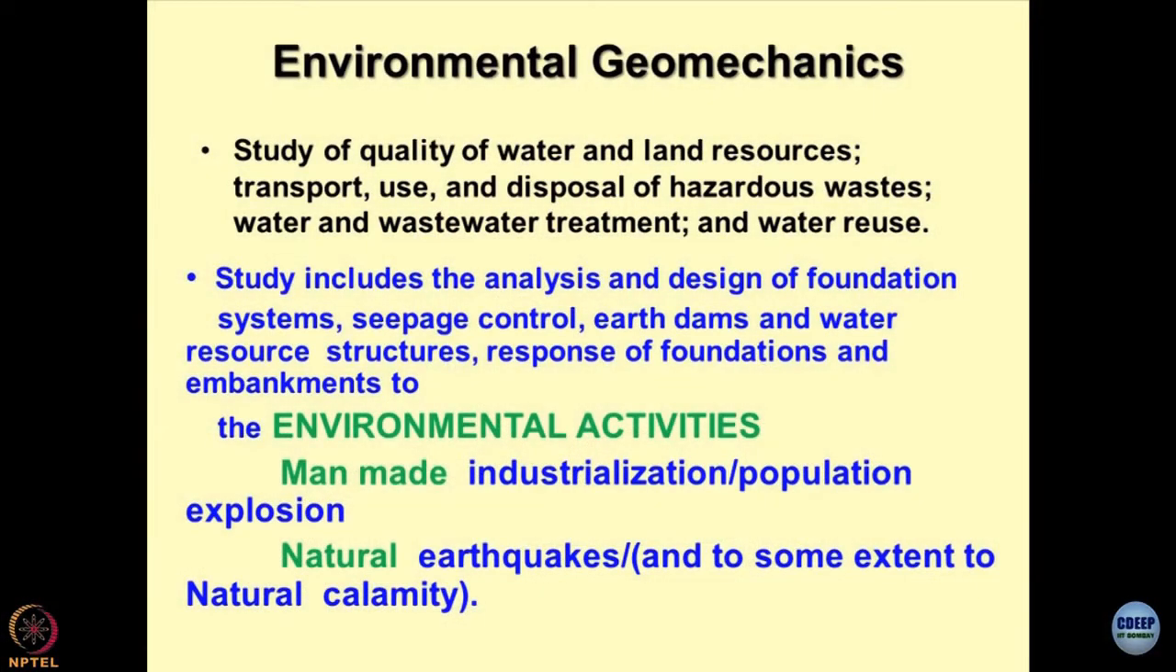So, if I sum up whatever I have discussed until now, environmental geomechanics is a branch of engineering and technology, where mainly we study the quality of water and land resources, because these are the basic requirements for the sustenance of life. We always try to find an optimal solution between the different constraints which I have discussed in the previous lectures. Another activity in which environmental geotechnologists are involved is the transport, use and disposal of hazardous waste, and then treatment of waste water and water.